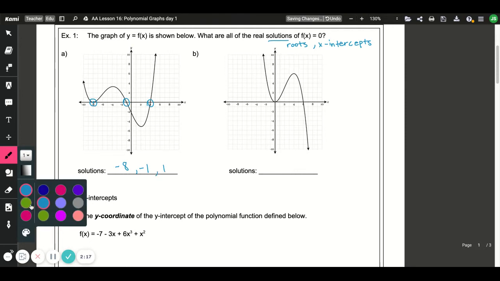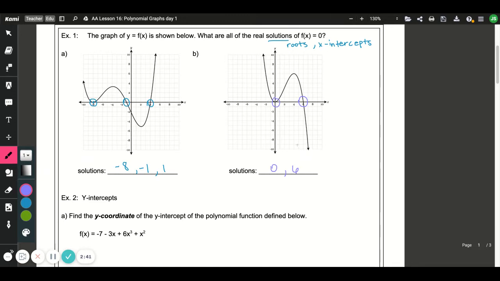So why don't you go ahead and try B and see, can you find the solutions for B? Okay, so it has one right here at 0. And then the only other time it intersects the x-axis is right here at 6.